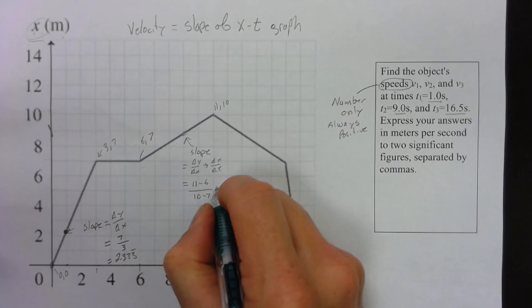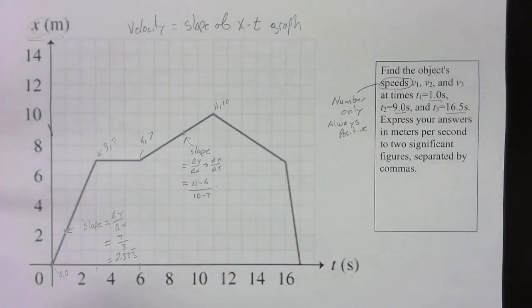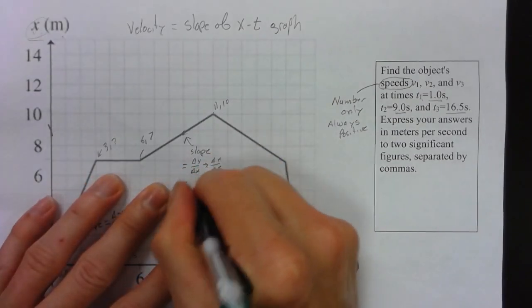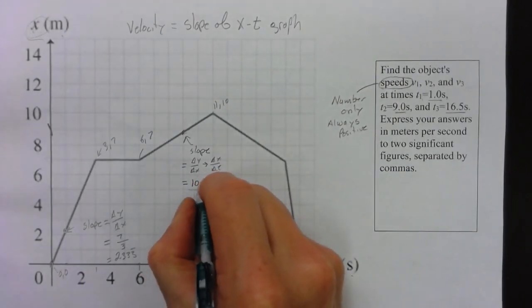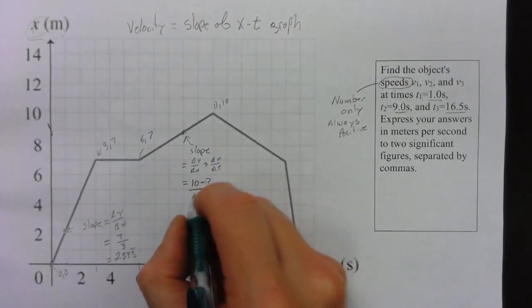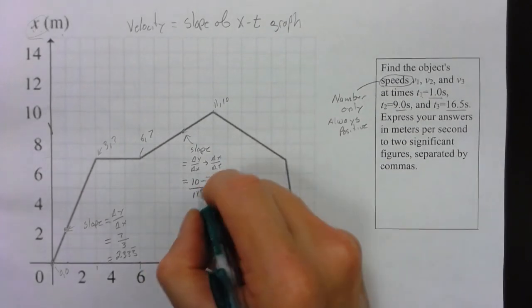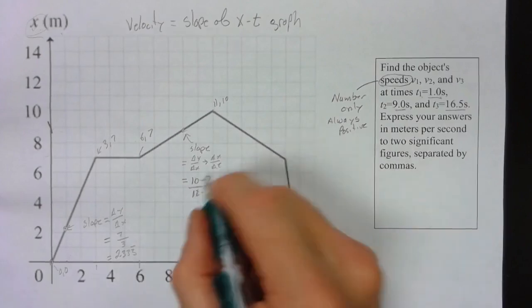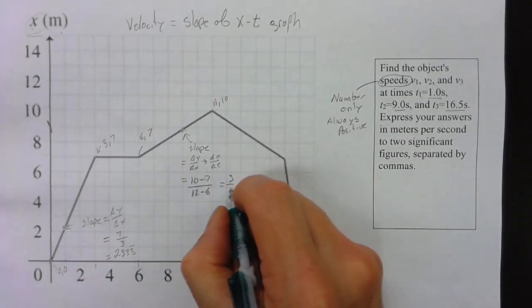And did I do that right? No, I did x over y. So that's a common mistake. I did x over y. I haven't written them down right. It's y over x. 10 minus 7 over 11 minus 6. Caught myself. And 10 minus 7 is 3. 11 minus 6 is 5, right?